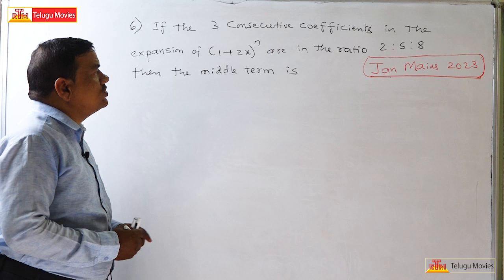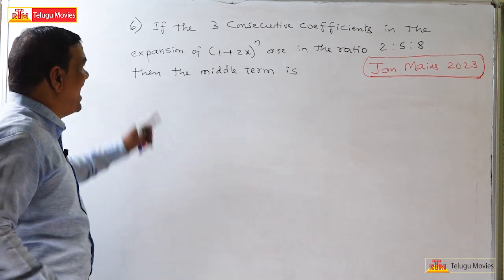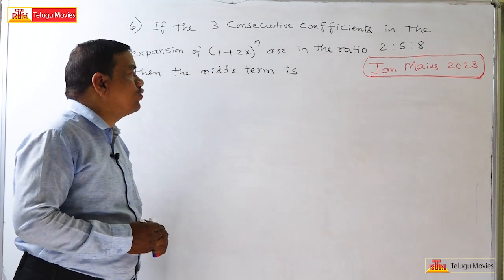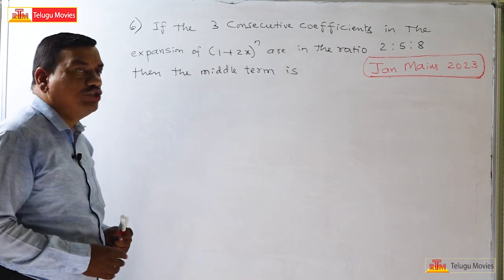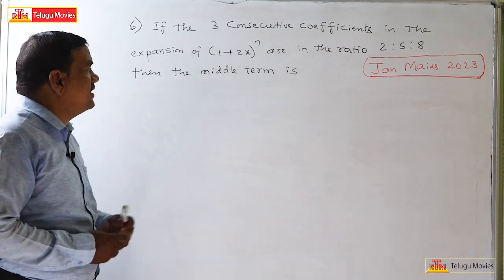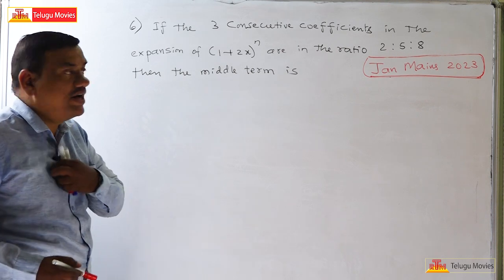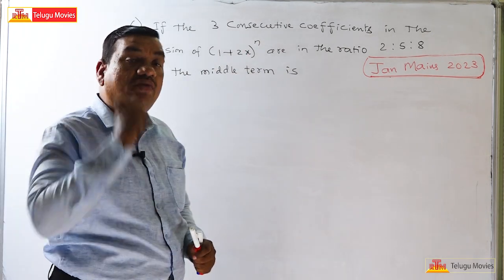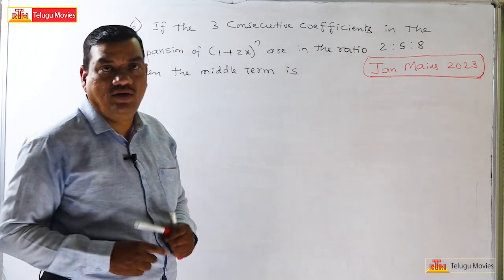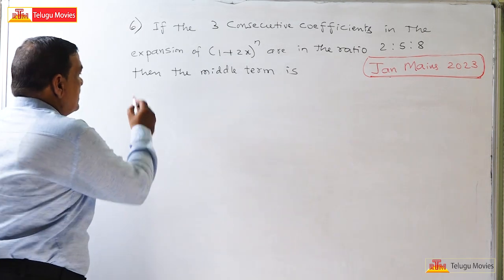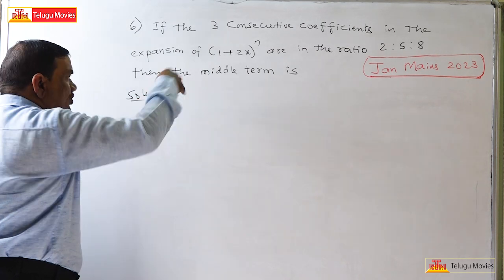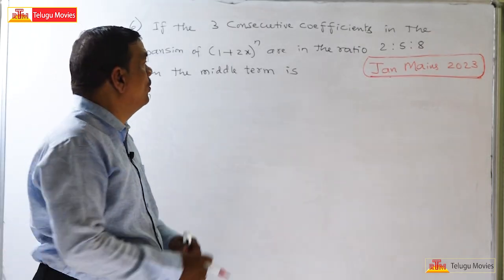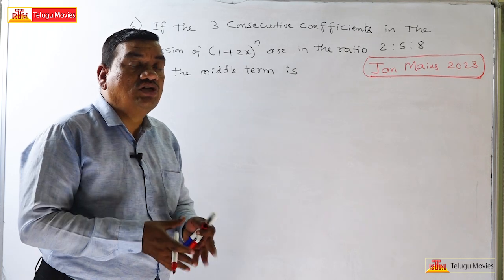If the three consecutive coefficients in the expansion of (1 + 2x)^n are in the ratio 2:5:8, then the middle term is, as we can find out the middle term if we know the n value. So our target is to find the n value. Now how do we find this n value, given three consecutive coefficients?